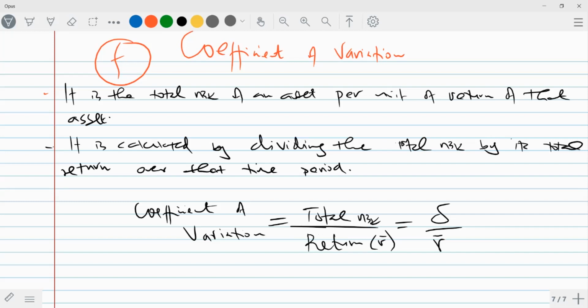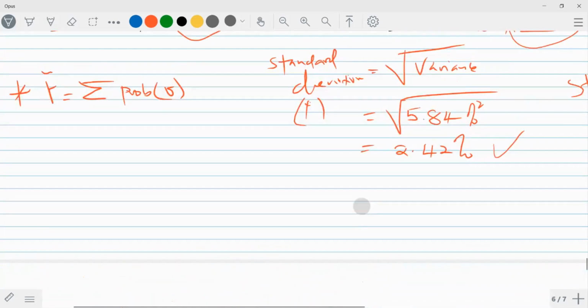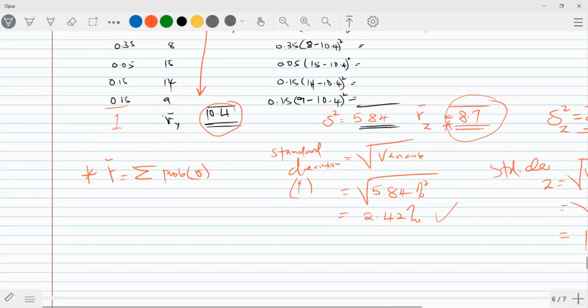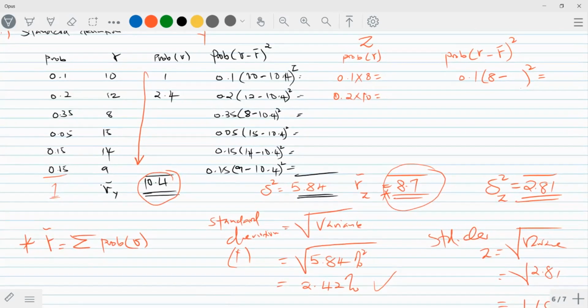Now I think we can apply it to our question here, because with the two assets there is no clear-cut decision you can make. Going back to our question, the return for Y is 10.4. This is the risk. The return for Y is higher than the return for Z, but it has higher risk.